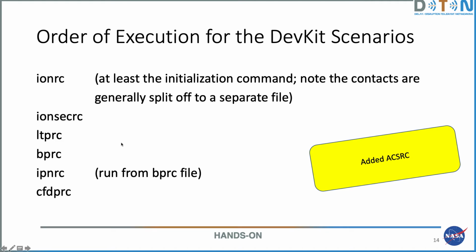Order of execution for the DevKit scenario. This gets a little bit into the magic behind causing the scenarios to fire up and actually run Ion. So the order of execution here, first is the ionrc file, then ionsecrc, then LTP, and bprc, which will then run the IPNRC file, and finally CFDPRC.